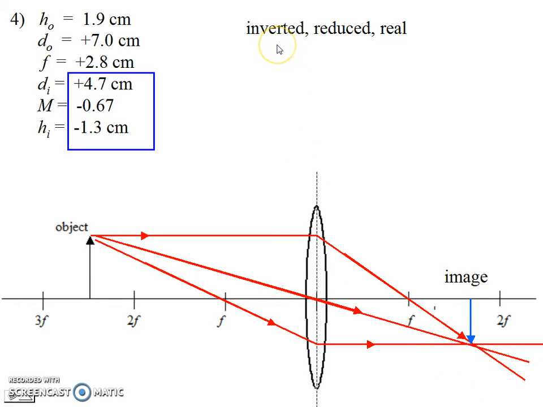We predict it to be inverted. Is it inverted? You bet. It is pointing up, it is pointing down. Is it reduced? Yeah, you can even measure if you'd like to. This certainly is a larger, this is a smaller image.